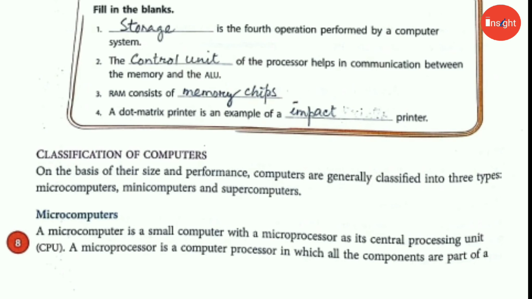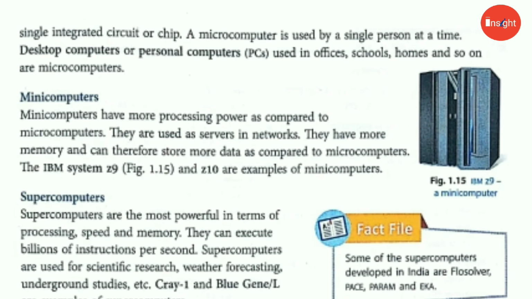A few examples of microcomputers are desktop computers and personal computers. These are all used in offices, schools, homes and so on. Mini computers. These computers have more processing power than microcomputers. They are used as servers in a network. They have more memory and can therefore store more data as compared to the microcomputers.